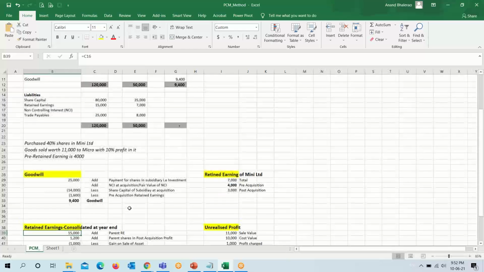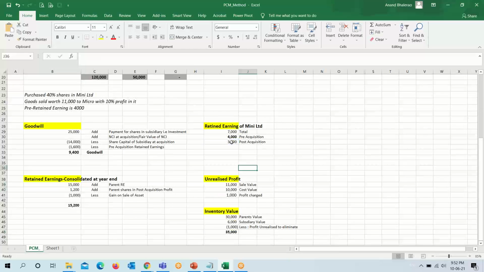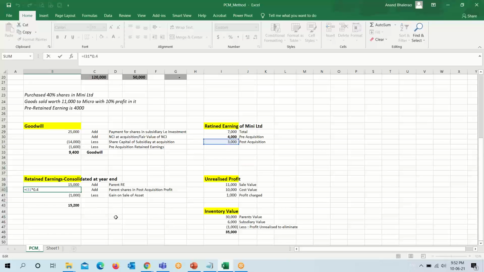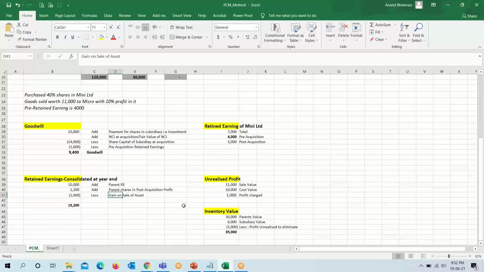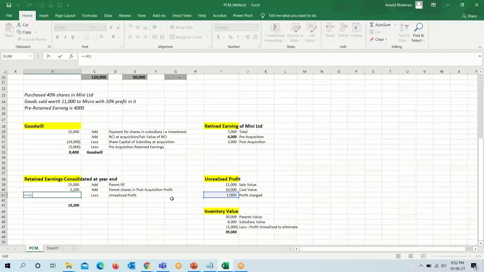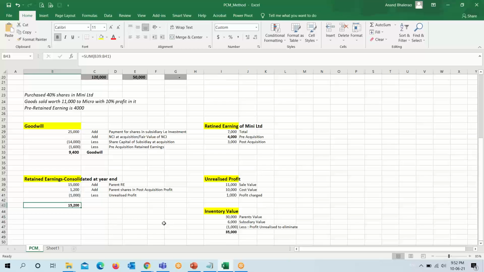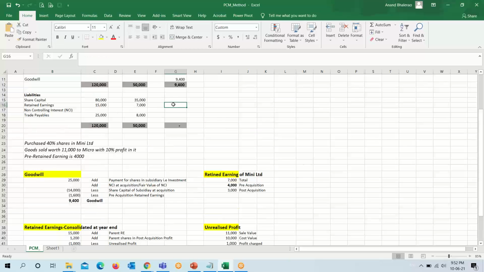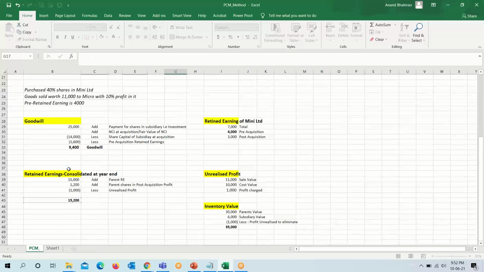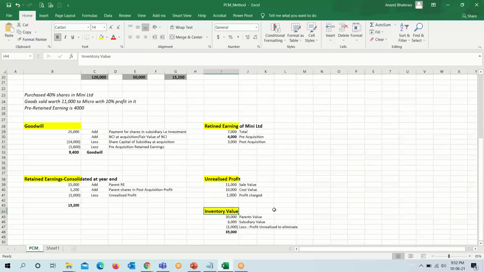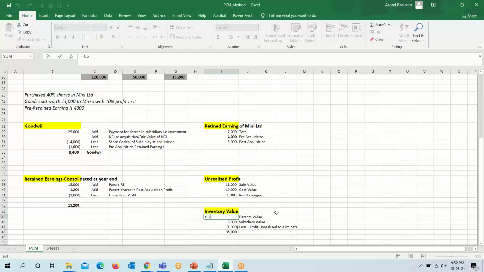The parent retained earning here is 15,000. We will add the post-acquisition share at the rate of 40%, 1,200 rupees, and deduct the unrealized profit of 1,000 rupees. So our retained earning comes to 15,500. So we will put this figure here, 15,500. Similarly, we will have to deduct this amount from the total inventory value.